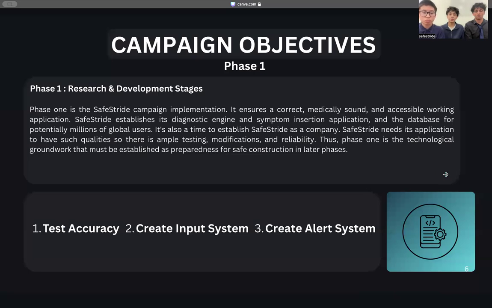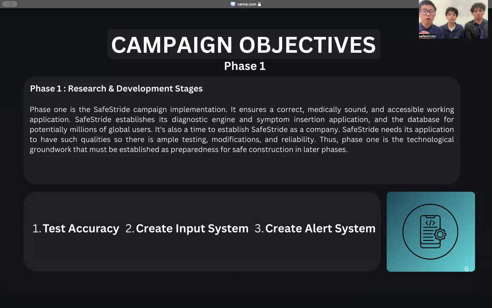Campaign objectives. Phase 1, research and development stages. Phase 1 is the SafeStride campaign implementation. It ensures a correct, medically sound, and accessible working application. SafeStride establishes its diagnostic system and symptom insertion application and the data for potentially millions of global users.